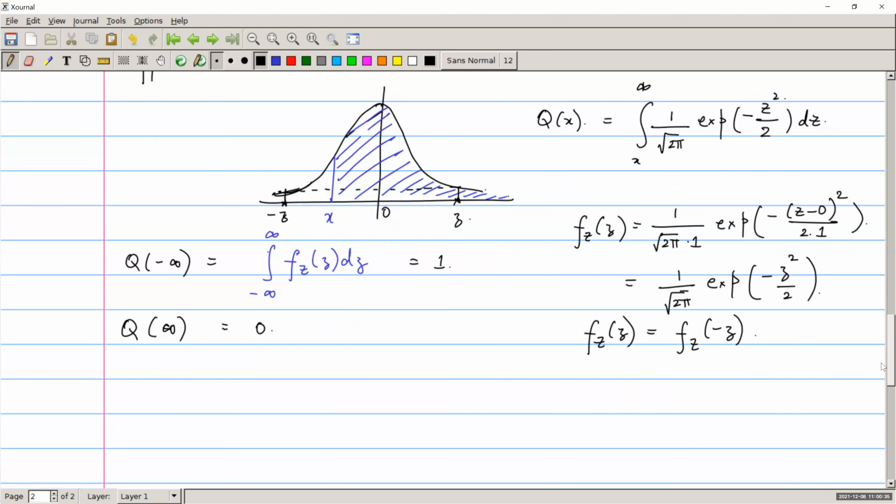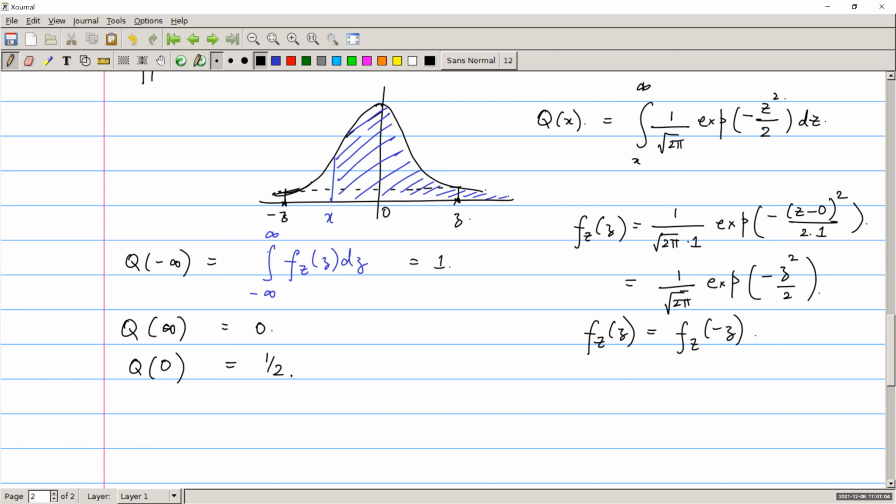Okay, so with that in mind, what is Q of 0? That would be 1/2. Right, 0.5. Right. So this is 1/2. Okay, because the area on the positive side of z will be equal to the area on the negative side of z, and together they sum up to 1. So Q of 0 must be 1/2.